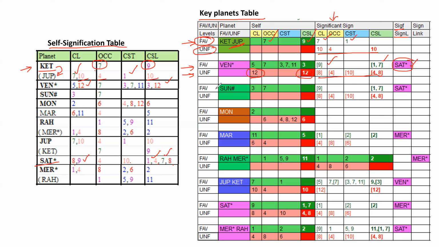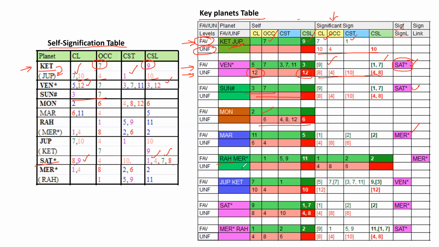Same way for Sun also, the significant sign lord is Saturn. Sun favorable is only 3 and 7, shown separately, and there is no unfavorable, so unfavorable is blank. Saturn houses are shown separately. Moon, you can see, favorable is only the second house, all are shown, and unfavorable are shown separately. You can see Mars also the same way. Here the Mars significant sign lord is Mercury.